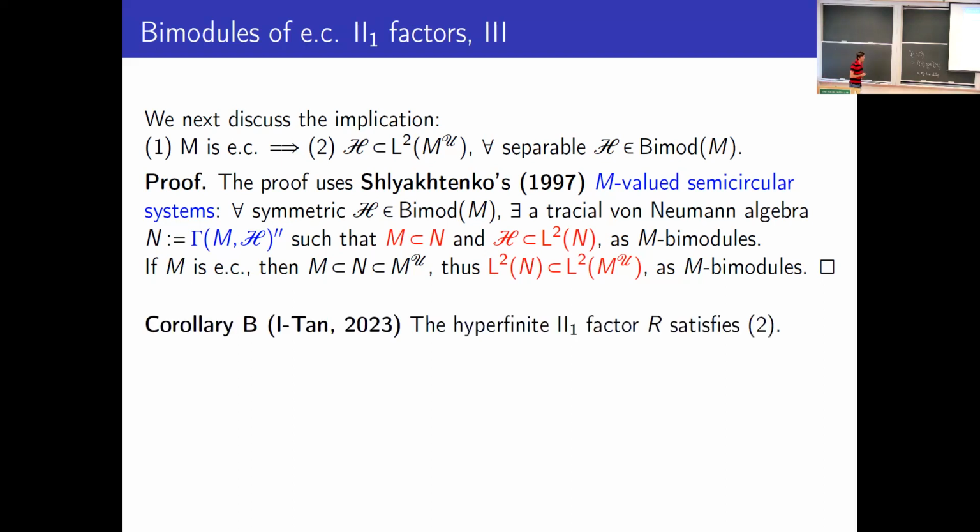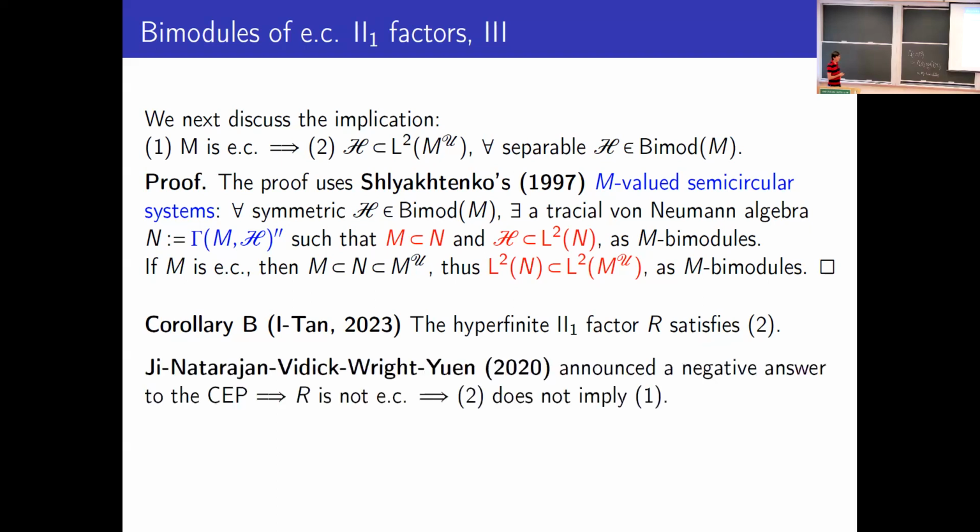All right, so what about the converse? In the original version of our paper, we proved that the hyperfinite II_1 factor satisfies condition 2. So we showed that any M bimodule is contained in the L2 space of the ultrapower.